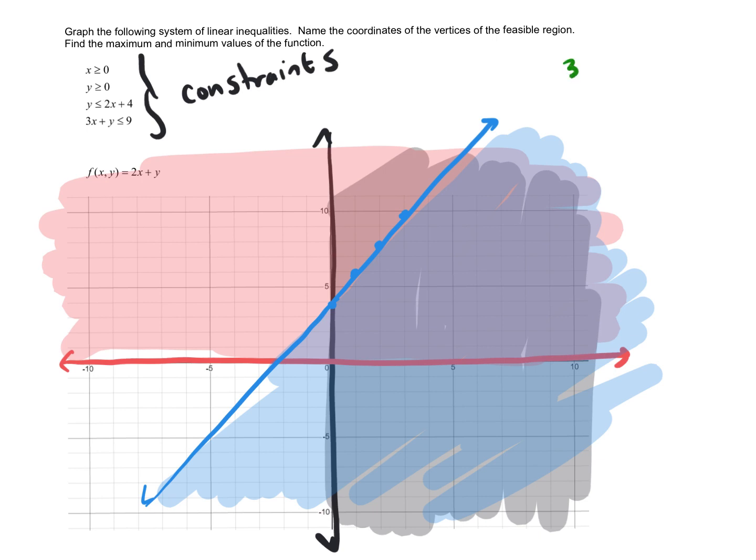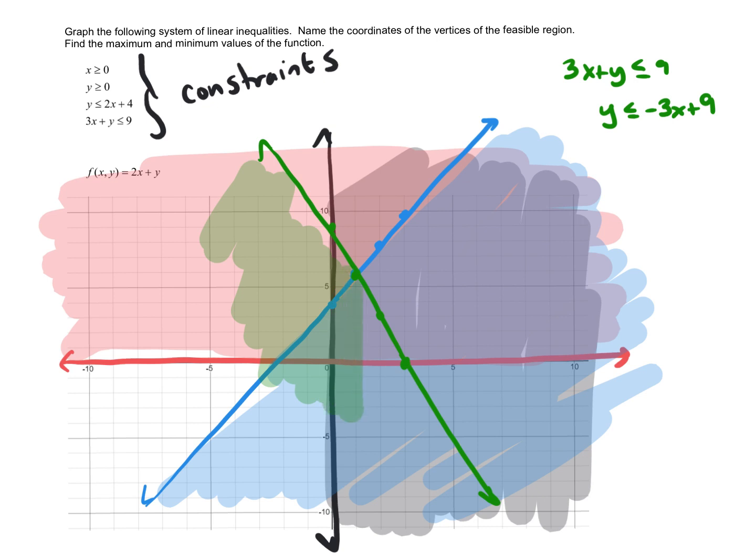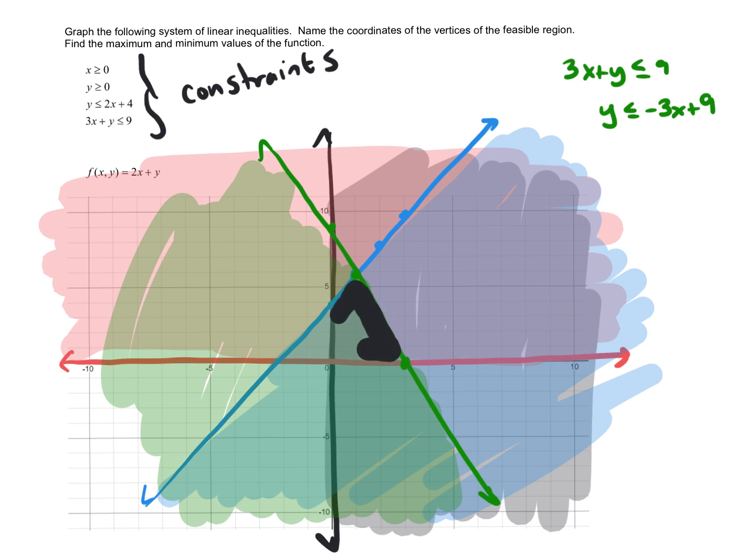So the last line is 3x plus y less than or equal to 9. So if I subtract 3x, I get y less than or equal to minus 3x plus 9. So we'll start at 9, down 3 over 1, down 3 over 1, down 3 over 1. So there's that line, and we're going to go underneath. And so underneath this one, you can see that when you do this, we get that region in the middle with all 4 colors. So again, you can see with all these colors how it can be kind of tricky to see. But it's just going to be this little region right here. This is my feasible region.